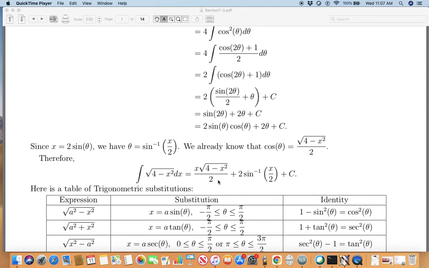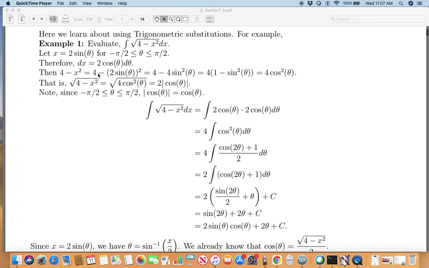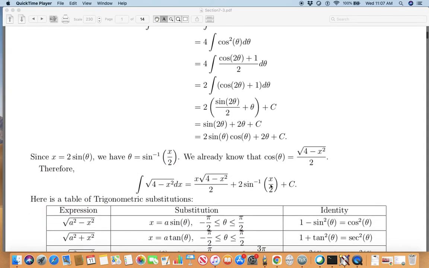So overall we have a 4 here, but that 2 reduces. And 2 theta. What is theta? Theta is sine inverse of x over 2. You divide by 2, take arc sine, and that's what theta is. Alright, plus a constant. So you found the integral in terms of x.